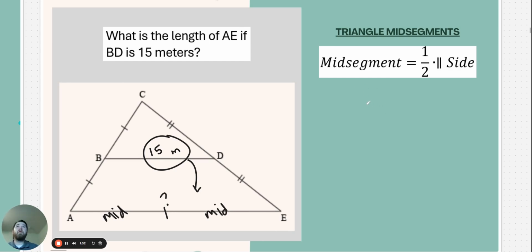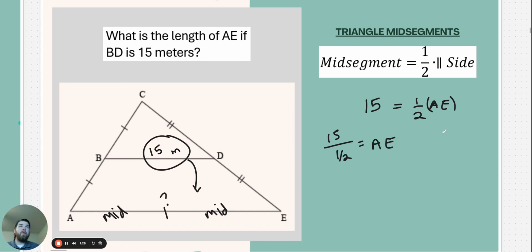So if I go through here, the midsegment is 15, which is 1/2 my parallel side. We'll just write down AE since that's what I'm dealing with there. Now I have to get rid of that 1/2. Two ways I could do it: I could just divide by 1/2. That would be one way. So I could do 15 divided by 1/2 is equal to AE. I can put that into a calculator to figure out my answer.